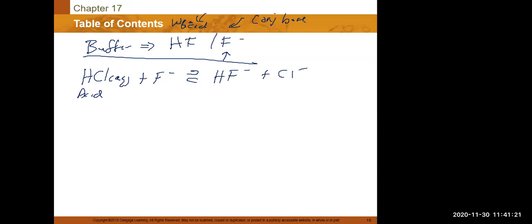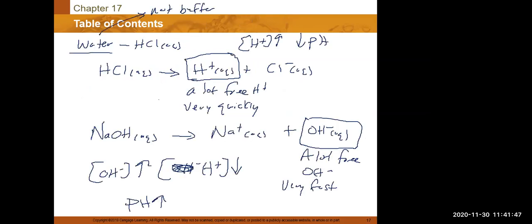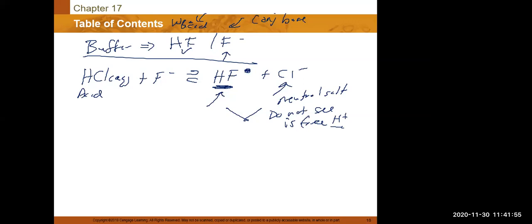And what we see is on the product side, we form some HF, which was in the buffer to begin with. So that's not going to affect the pH. We also form Cl minus, which is a neutral salt. It will not affect the pH. But most importantly, what we do not see here is free H plus. So if we look at what happened with HCl and water, we produced a ton of free H plus very quickly. By adding that same HCl to this buffer, we actually do not produce any free H plus. So because the H plus concentration remains relatively constant, the pH will also remain relatively constant because we have not introduced any more free H plus to this solution.